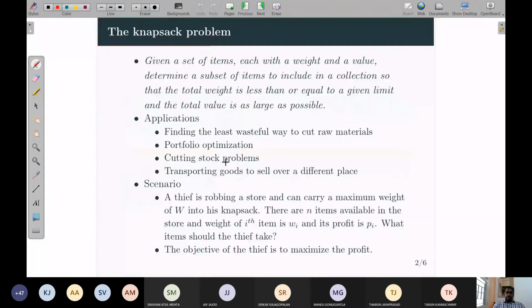You can read this formally: given a set of items, each with a weight and a value. Value means it is profit. We have used the terminology profit, so you can use it as profit. Determine a subset of items. We have to get a subset of items to include in a collection, and we are forming a collection that is to be put in the knapsack, so that the total weight is less than or equal to a given limit. The knapsack has a given capacity, and the total value is as large as possible. So the profit is as large as possible. So this is a maximization problem.